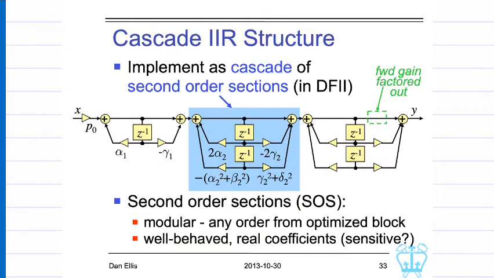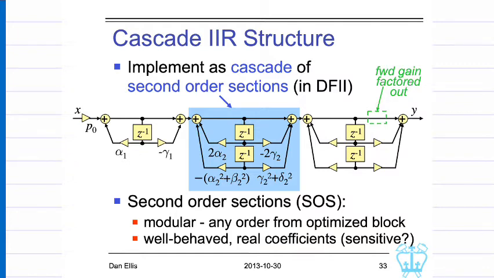Okay. Now this is how the implementation will look then, because now I'm breaking my H into H1, H2, H3. So you can see my H1 is simply p naught, H2 is made up of alpha 1 and minus gamma 1, H3 is made up of alpha 2, gamma 2, and beta 2, and delta 2. And in this way I can keep adding sections. So this has got a second order section, which is highlighted in blue.